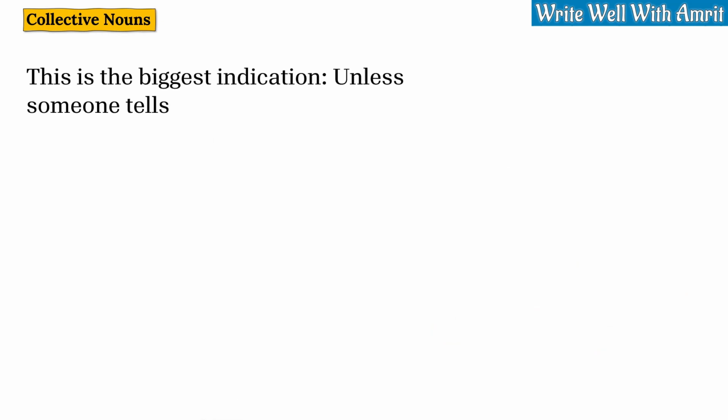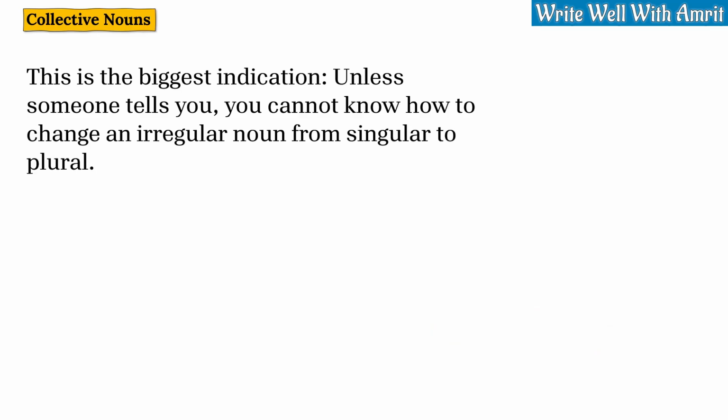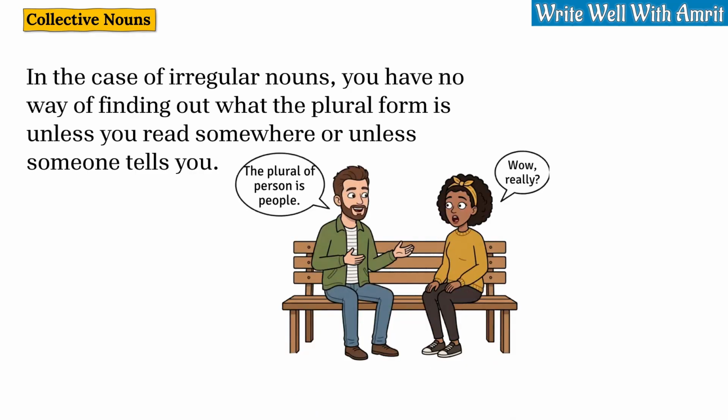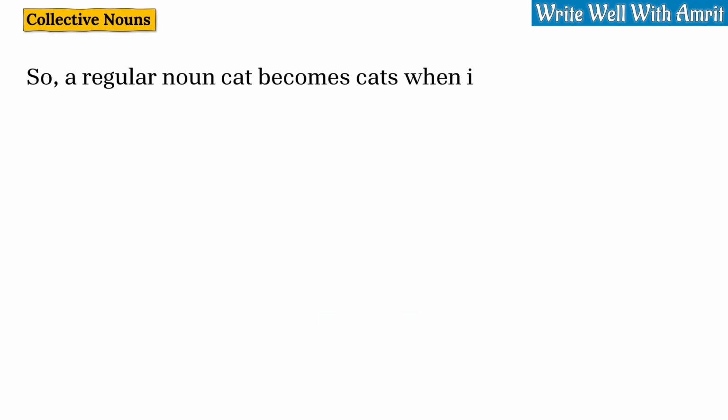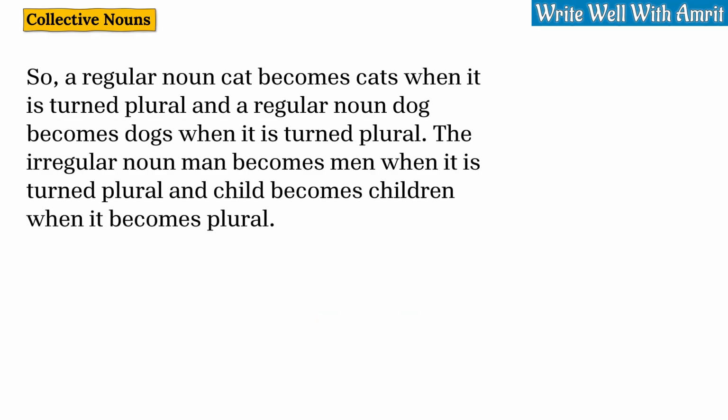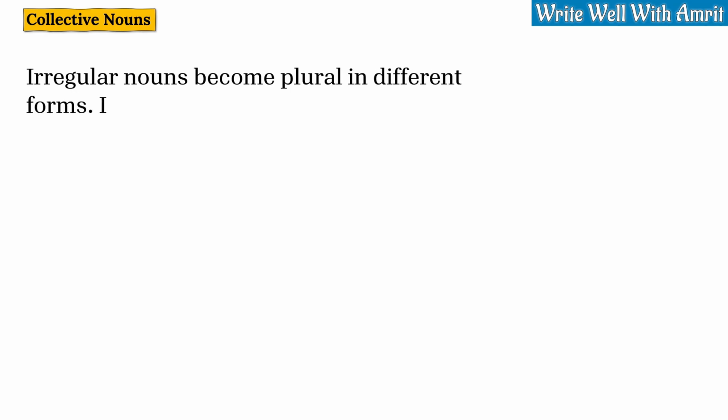This is the biggest indication. Unless someone tells you, you cannot know how to change an irregular noun from singular to plural. In the case of irregular nouns, you have no way of finding out what the plural form is unless you read somewhere or unless someone tells you. So a regular noun cat becomes cats when it is turned plural, and regular noun dog becomes dogs when it is turned plural. The irregular noun man becomes men when it is turned plural, and child becomes children when it becomes plural. Irregular nouns become plural in different forms.